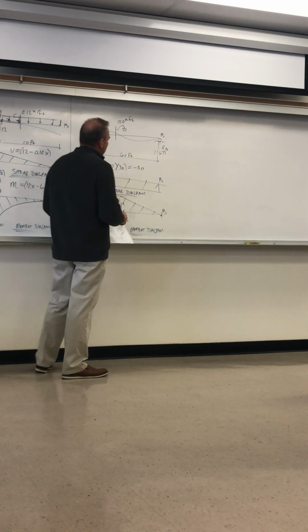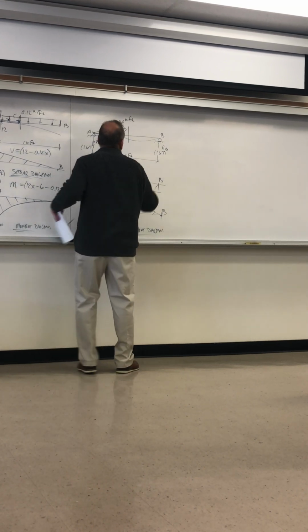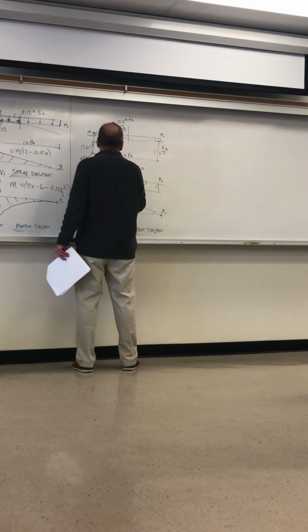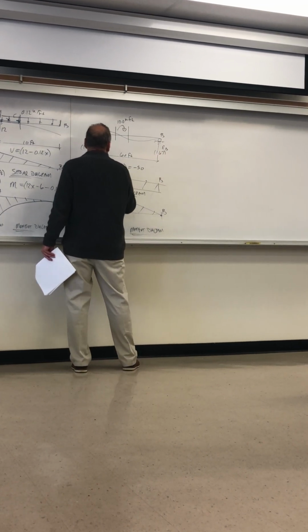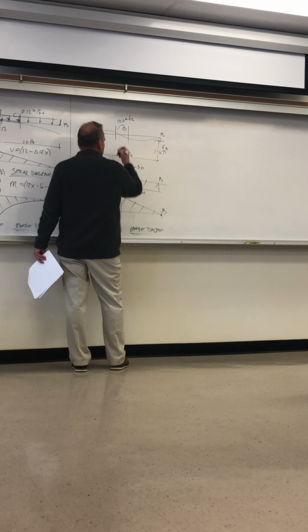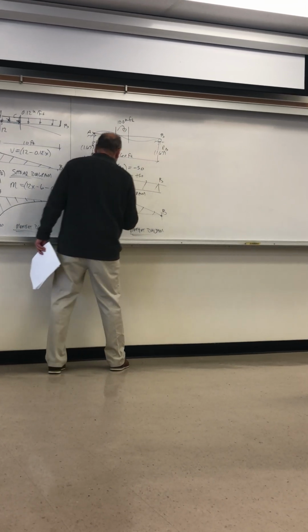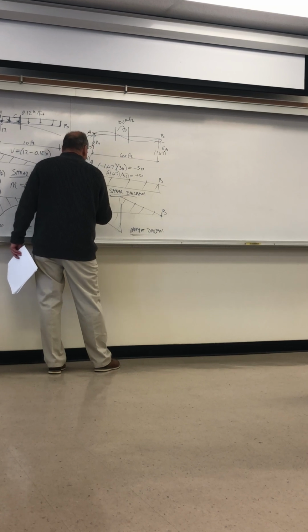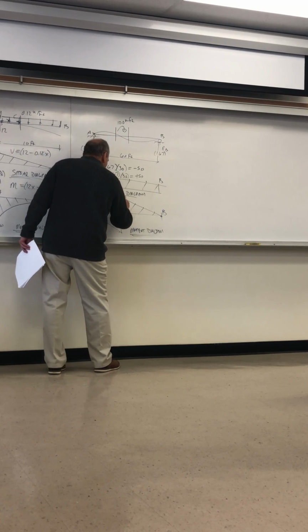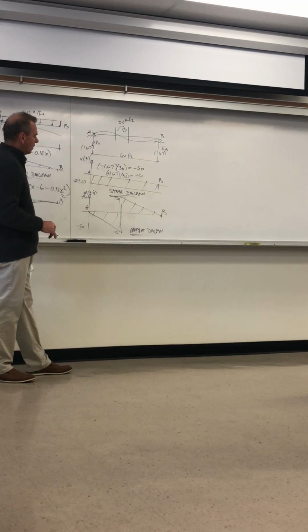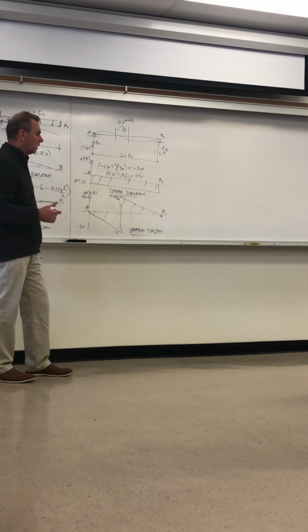And then the same thing, if you take a cut just to the right of that moment, you have a positive 1.67. Positive up times 30 is plus 50. And then that's this value. So this is plus 50 minus 50. Okay. Negative bending, positive bending is your moment diagram.